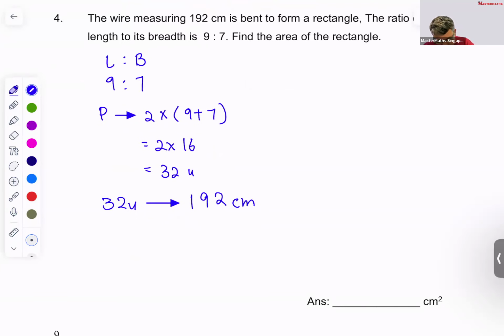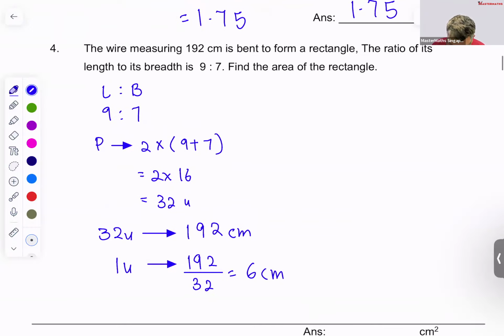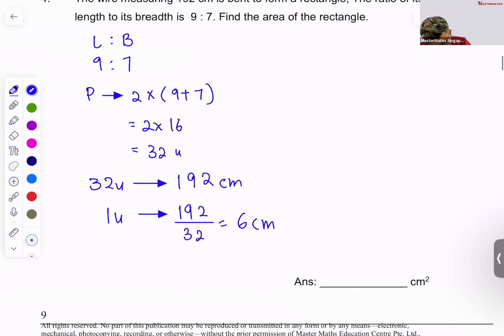Helia, what is your next step after this? Is equals to what divided by what? Which is? Thank you. What am I supposed to find? The area of the rectangle. Okay, how to find area of rectangle?